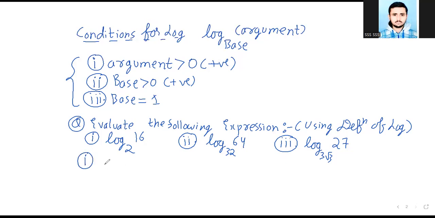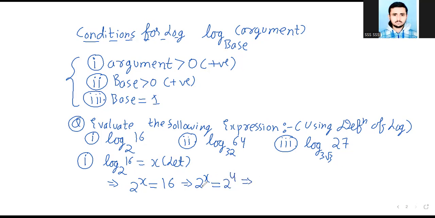For the first point, we have log of 16 to the base 2. Let us assume the value is x. So by definition, 2 raised to the power x, this x should be the power, is equal to 16, which is the argument. So now we have to solve 2 raised to the power x equal to 16. This means 2 raised to the power x is equal to 2 raised to the power 4. Since the bases are equal, we can say x is equal to 4.